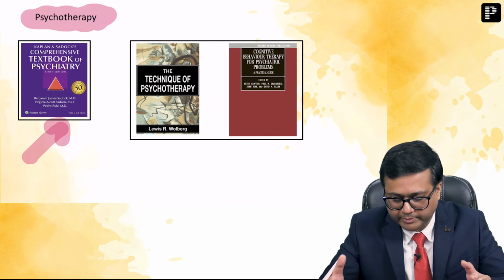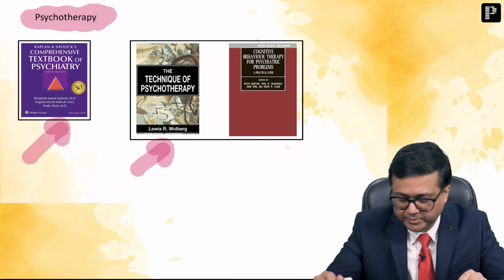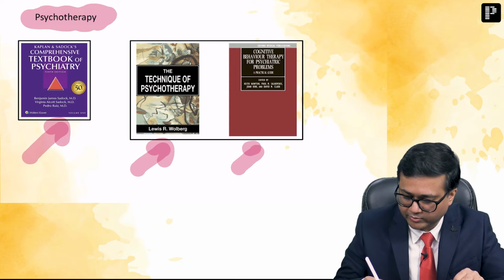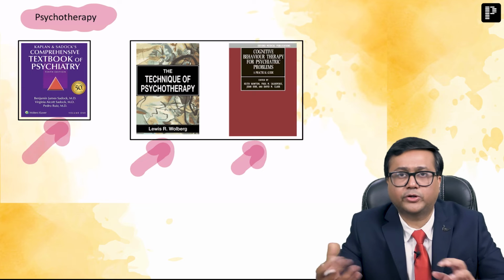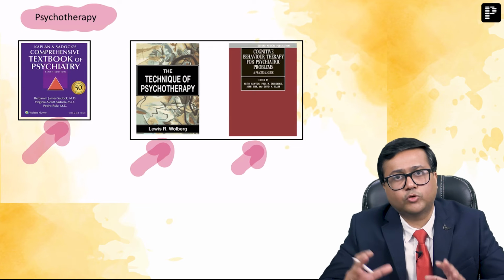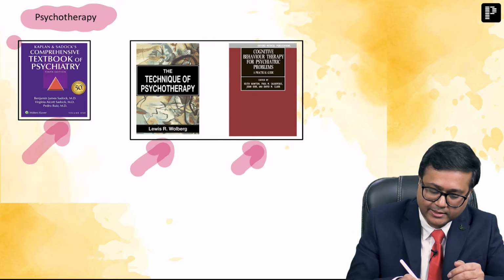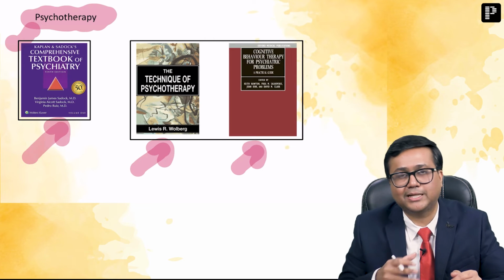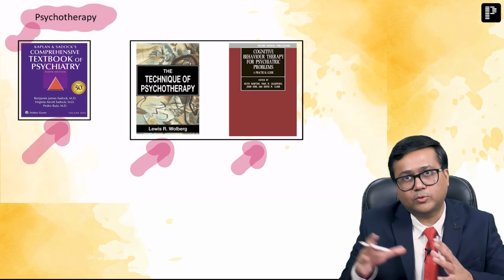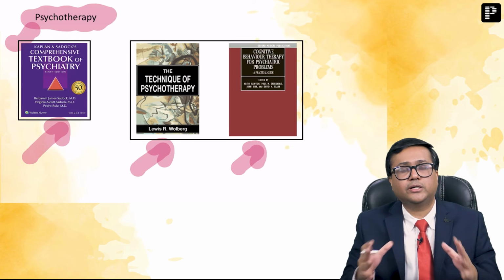Now two important books for psychotherapy include The Technique of Psychotherapy by Wolberg, and also the CBT for Psychiatric Disorders by Keith Hawton. So again, you can read some of the important psychotherapies from these books. So again, try to have a good idea, at least have a basic understanding of some of the important psychotherapy techniques, and subsequently you can read some of them from these books as well. So these were some important resources.